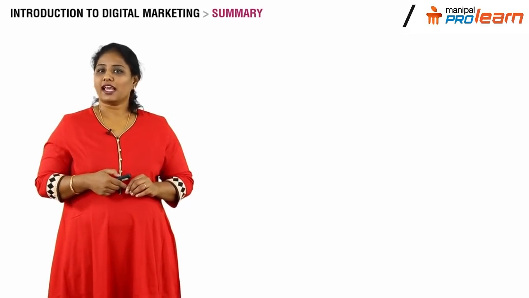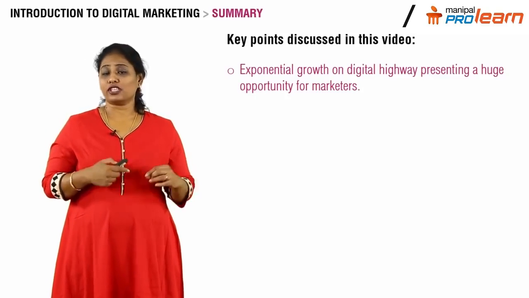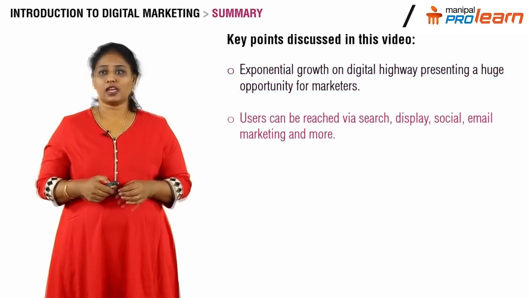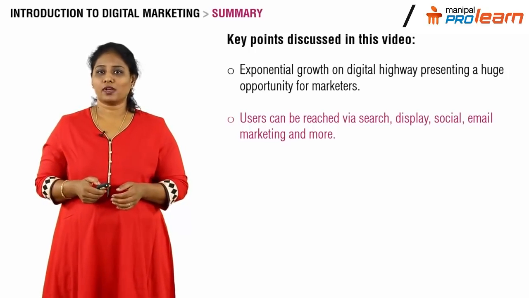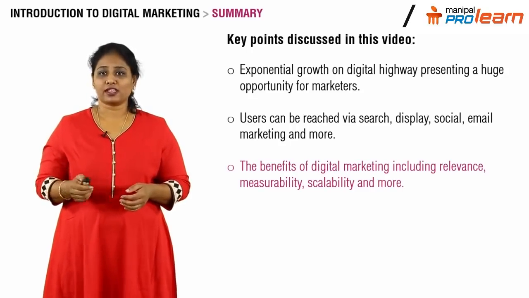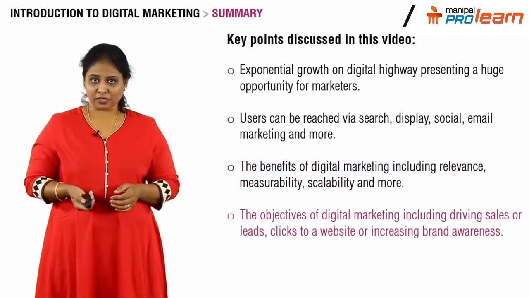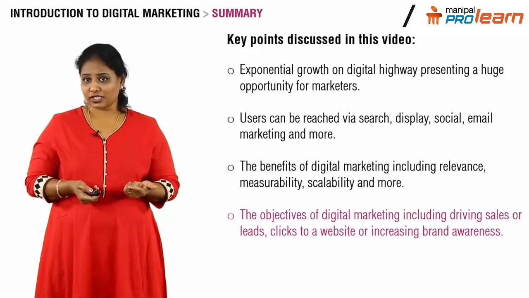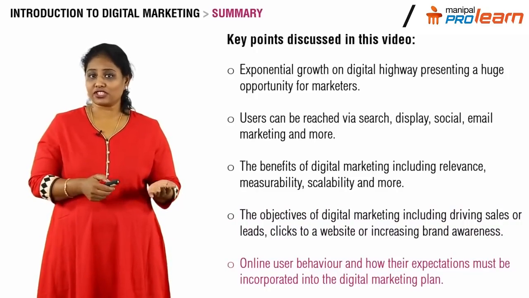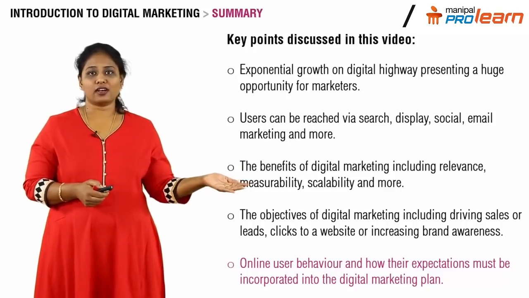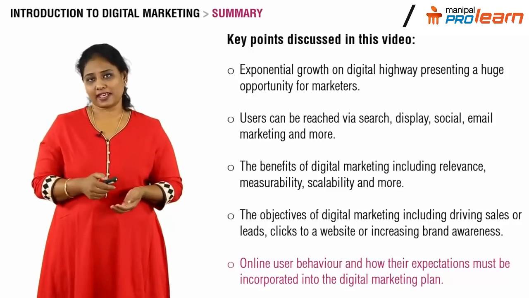That brings us to the end of this module. Let's take a look at what we learned. We learned that exponential growth on the digital highway, or the digital world, is a huge opportunity for marketers. Users can be reached in various channels: search, display, social media, email marketing, and more. The benefits of digital marketing are numerous. A few important ones are relevance, measurability, and scalability. The main objectives of digital marketing are driving sales and leads, clicks to your site, or increasing brand awareness. And finally, we learned about how user behavior in the digital world is different from the traditional world and what this sets expectations for, what factors are important when you look at a digital marketing campaign.